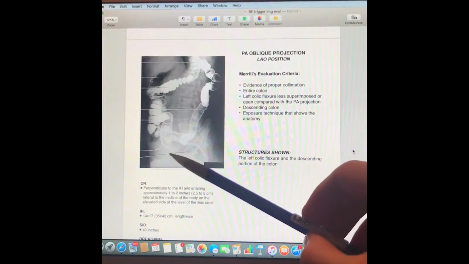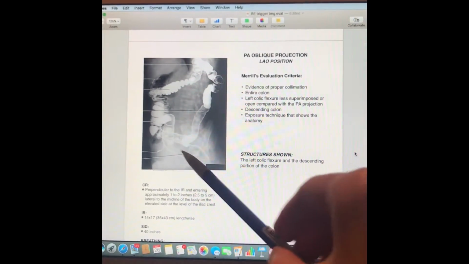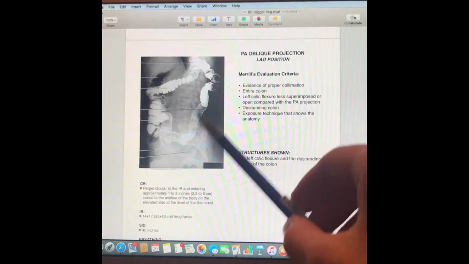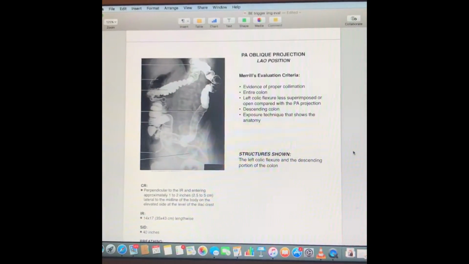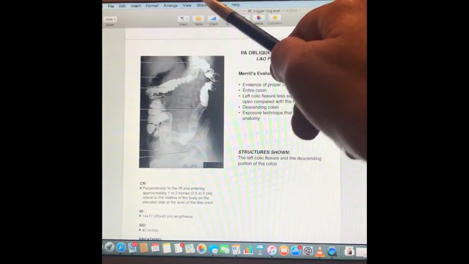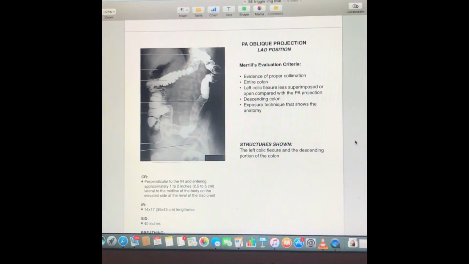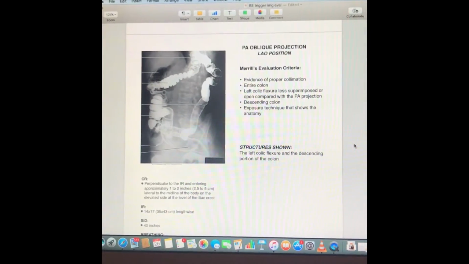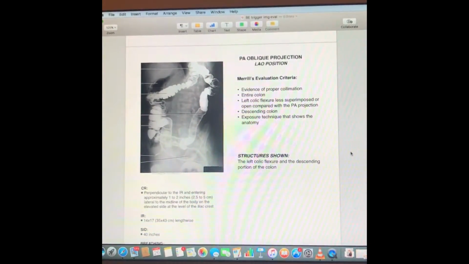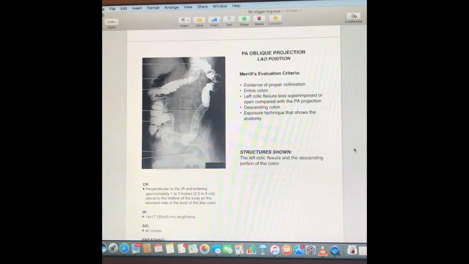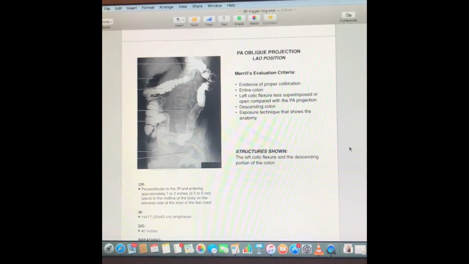vermiform appendix, sigmoid, rectum, descending, transverse colon. So CR for this image is perpendicular to the IR and entering approximately 1 to 2 inches lateral to the midline of the body on the elevated side at the level of the iliac crest.